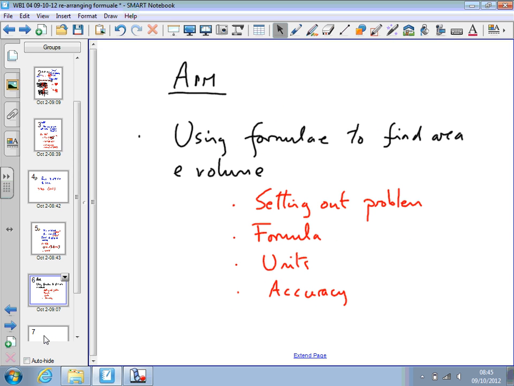Right, let's have a look at the aim for today then. We're going to move on and use formulae to find the area and volume of some shapes. The aim is to get us going on the first assignment question, which is to find the surface area and volume of some compound shapes. So, actually, I want to start off by looking at an example.